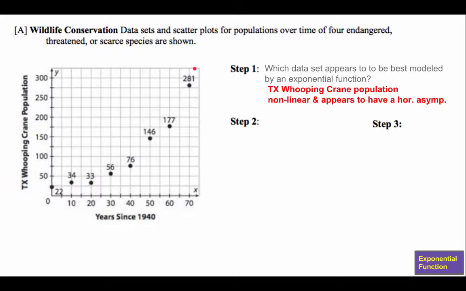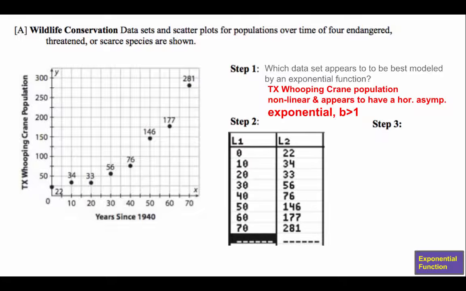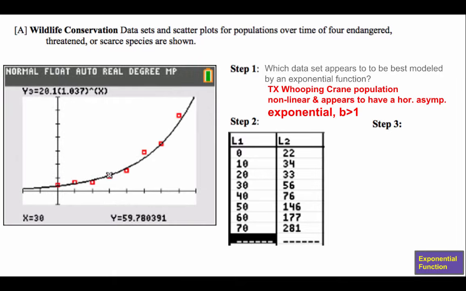Okay, step 2, I've got to put in all the data values. Oh, sorry, because it's growth, it's an exponential curve with b greater than 1. So you sort of need to expect that. Step 2, I typed in all the values, 0, 22, all the way to 70, 81. That's years since 1940. And when I went through all that, here's a screenshot of what I got. This is what I got right here, and it looks like a very good fit.